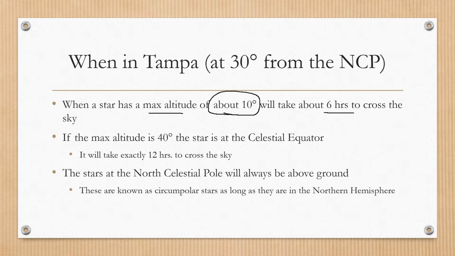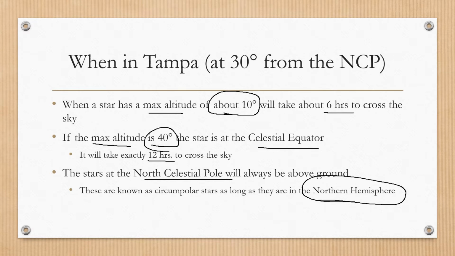If the maximum altitude is 40 degrees, your star is at the celestial equator itself, so it will take exactly 12 hours to cross the sky, rise and set. The stars at the North Celestial Pole will always be above ground, and these are known as circumpolar stars because as long as they are in the northern hemisphere, they will not appear to actually move, or they will only appear to circle around your head from your perspective.